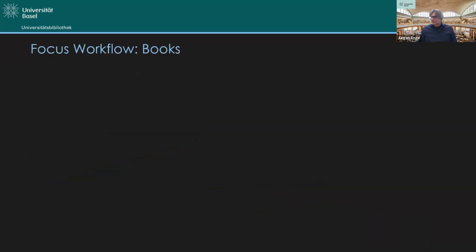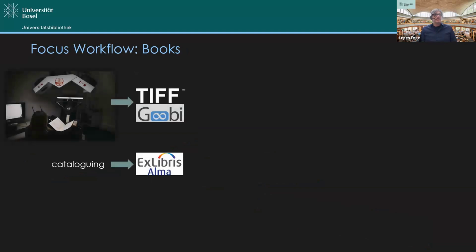So how does it happen? The initial step is cataloging. Cataloging for a library means normally that you catalog into a library catalog. In our case, it's Alma from Ex Libris. Then we have our digitization stations. They generate high quality TIFF files and are using a workflow system called OBI. But this is not a very fast process.